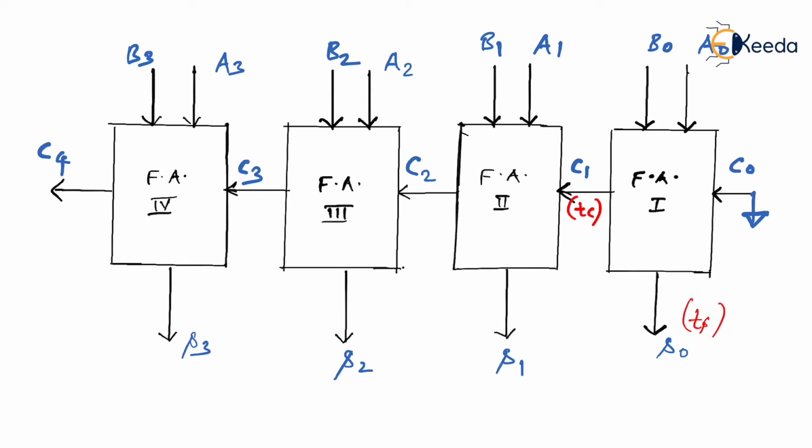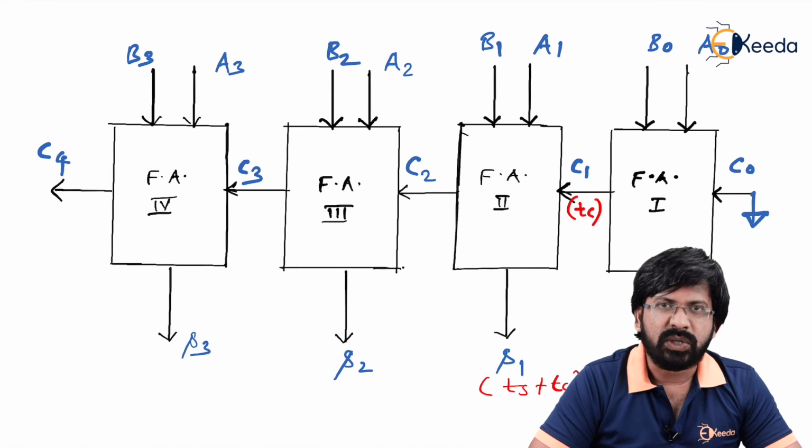After that, it is going to take Ts time to generate S1, and therefore, to generate S1, you require Ts plus Tc time. I'm sure you understood this. Now, let's talk about C2.